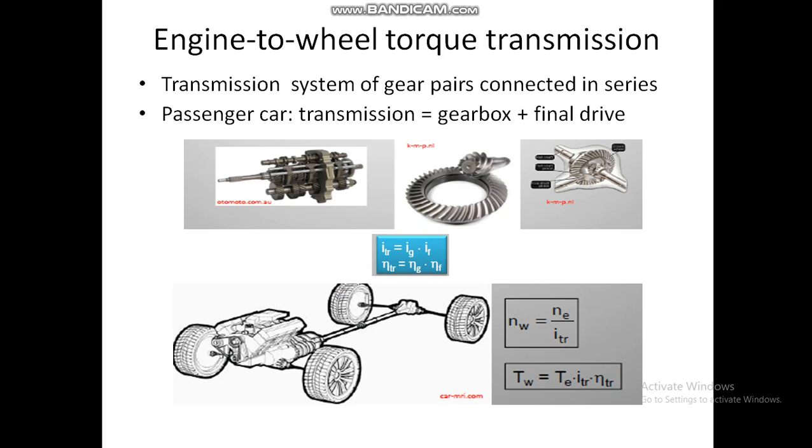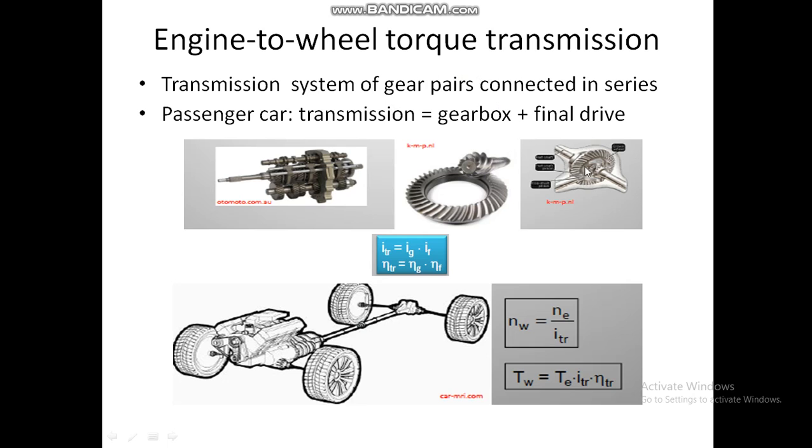Next slide: engine to wheel torque transmission. The transmission system has gear pairs connected in series, always connected in series. First gear, second gear, then third gear, then fourth gear, and top gear, and then reverse gear. These gears are all connected in series. And the final drive: a passenger car transmission equals gearbox plus final drive. Transmission has gearbox plus final drive.